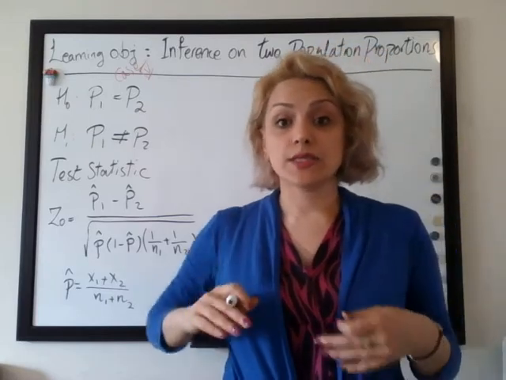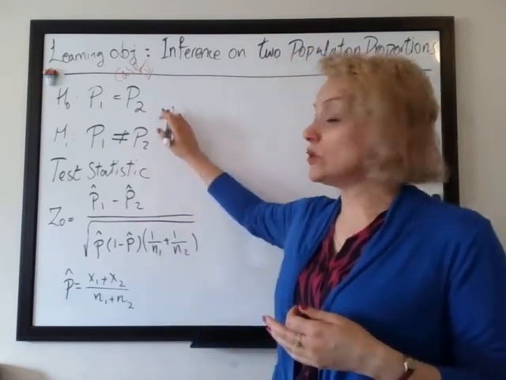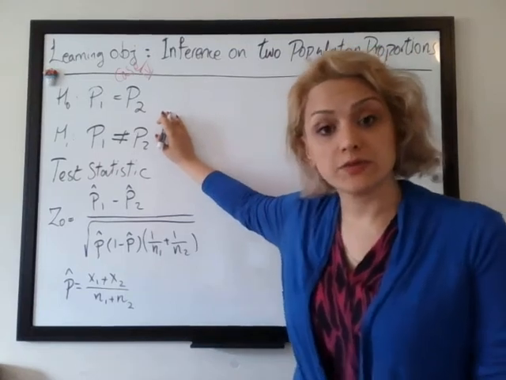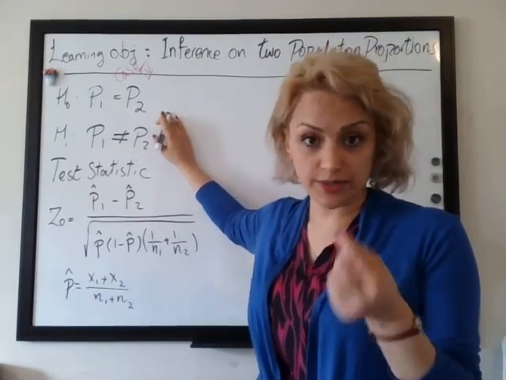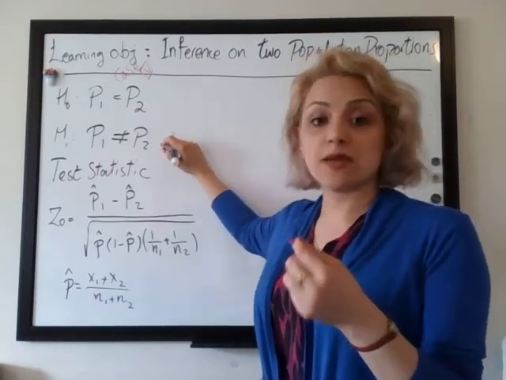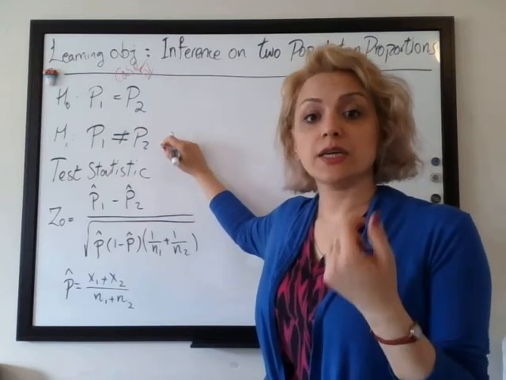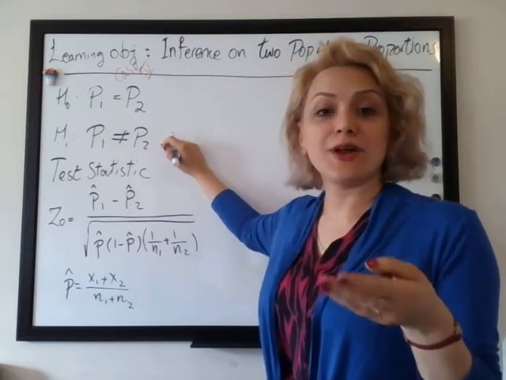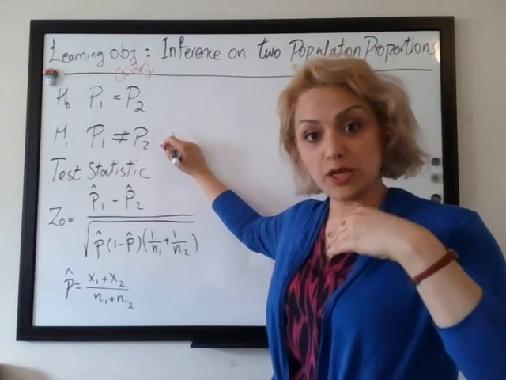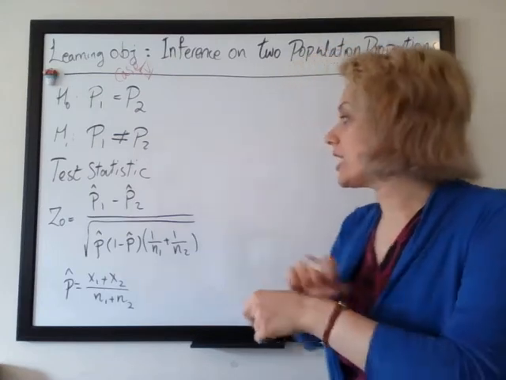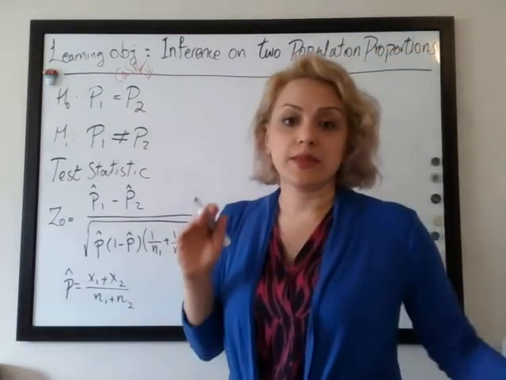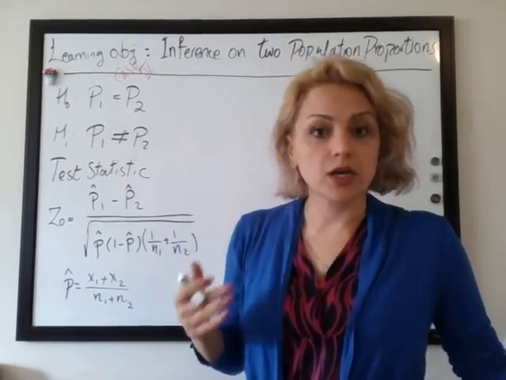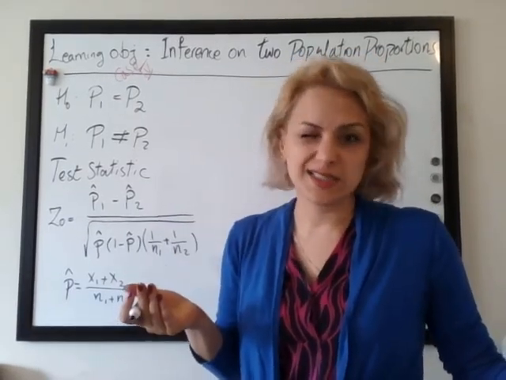Then we said, okay, so what's going to be the null hypothesis? Our null hypothesis, we want to assume that their proportions are the same. The next one is, what's the alternative hypothesis? So the alternative hypothesis is that the proportions for the populations are not the same, these two populations. And then step number 4, let's talk about the test statistic.